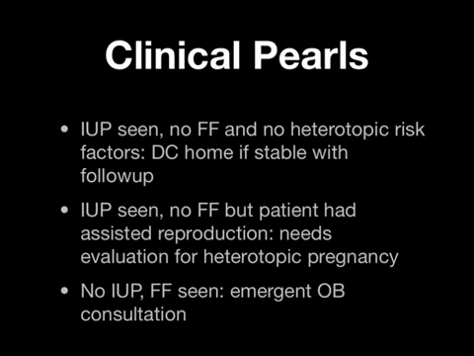What if you see an intrauterine pregnancy, no free fluid, but this is a patient from the assisted reproduction clinic? These patients have a 1 in 150 chance of having a heterotopic pregnancy, so these patients need comprehensive sonographic evaluation for heterotopic pregnancy and close follow-up. What if you don't see an intrauterine pregnancy and free fluid is seen? Particularly if you see free fluid in Morrison's pouch, these people need emergent obstetrical consultation. They should be considered to be a ruptured ectopic pregnancy with hemoperitoneum until proven otherwise.